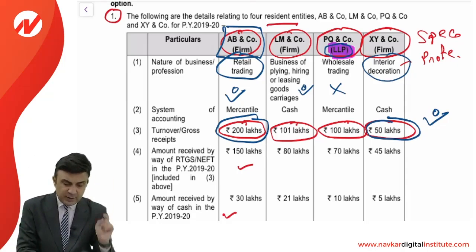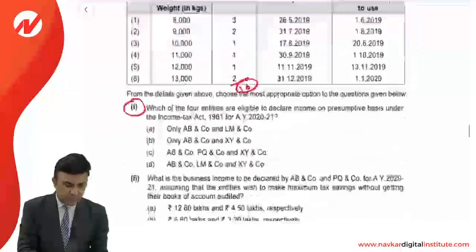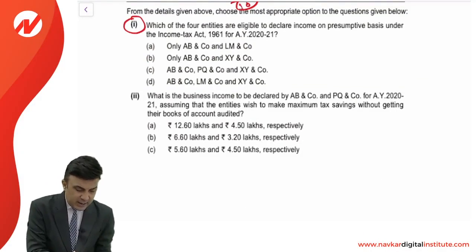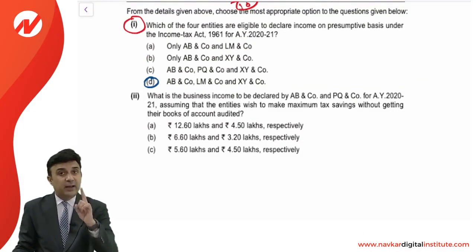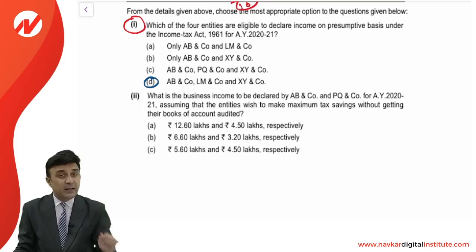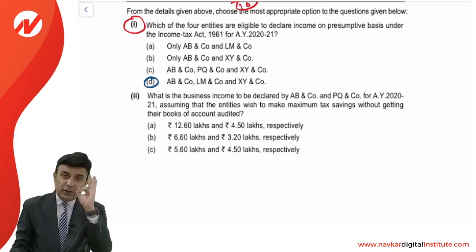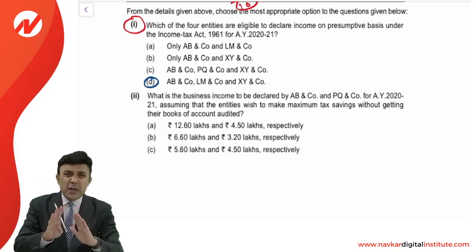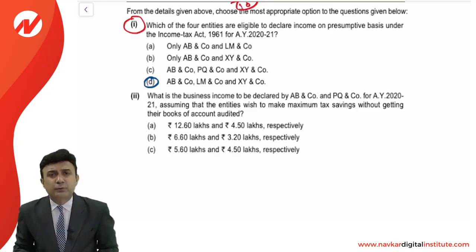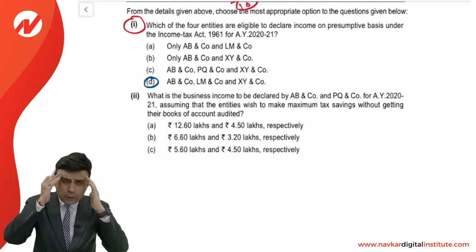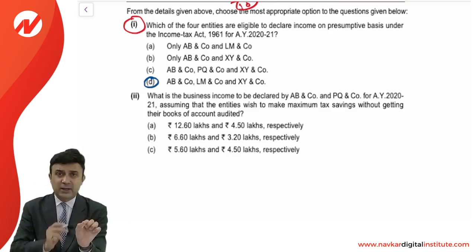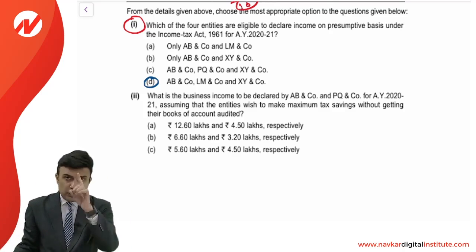ABN company, LMN company and XYN company can go to the presumptive tax system. AB, LM and XY can go to the presumptive tax system, and that is your answer. Your answer will be D for the first MCQ. So you have to be very, very careful while solving the MCQ. You have to concentrate fully when you are solving the MCQ, because a small mistake may take your marks away.